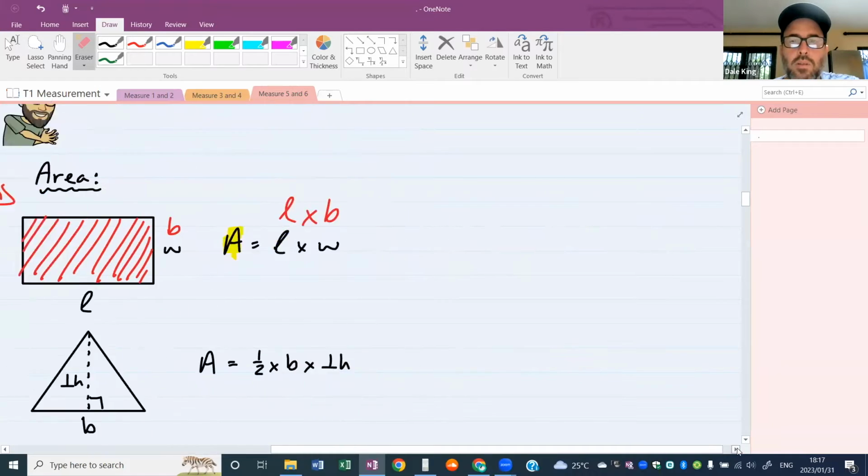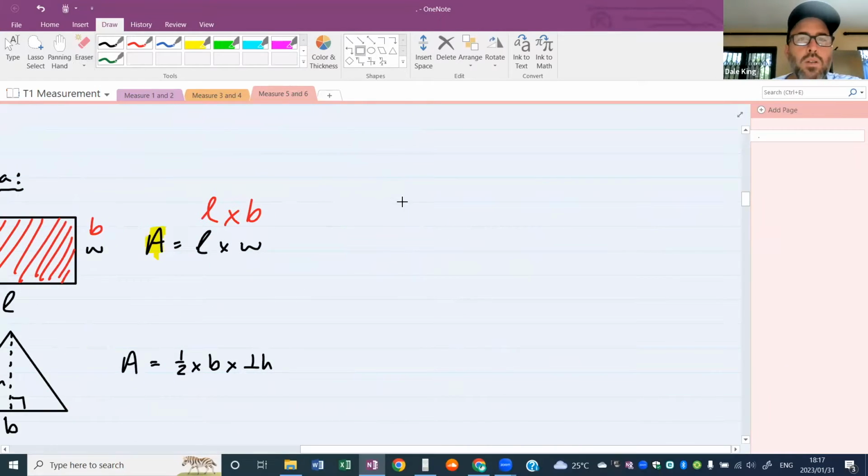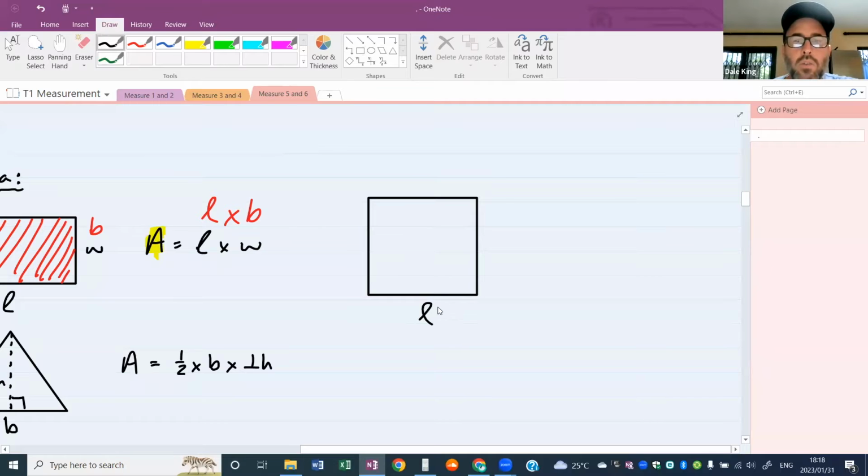And sometimes, let me go over here and quickly draw a square for you. We don't want a red square. Let's put a square up here. So sometimes when they give you a square, they'll only give you L. They'll just give you L, and they'll say the area of the square is L squared, to the power of 2.